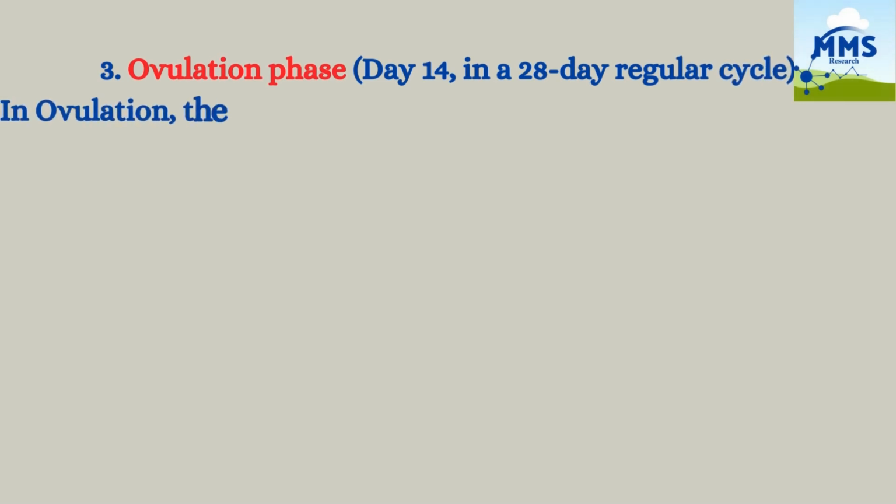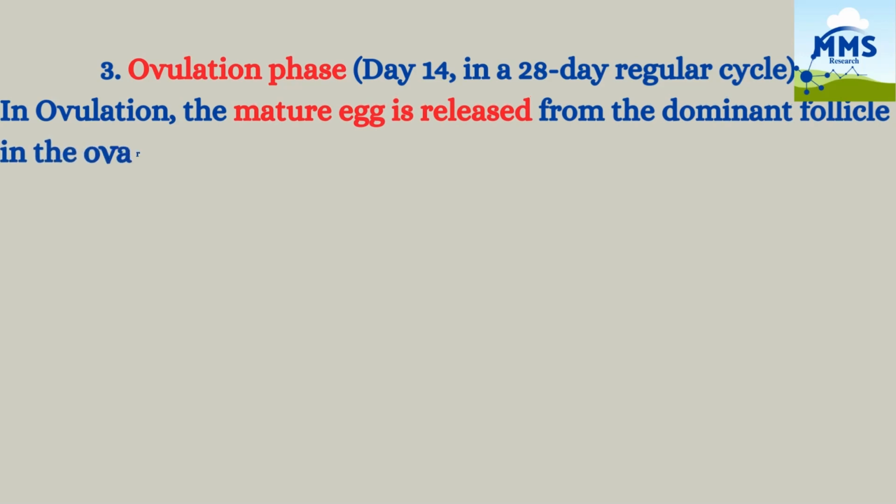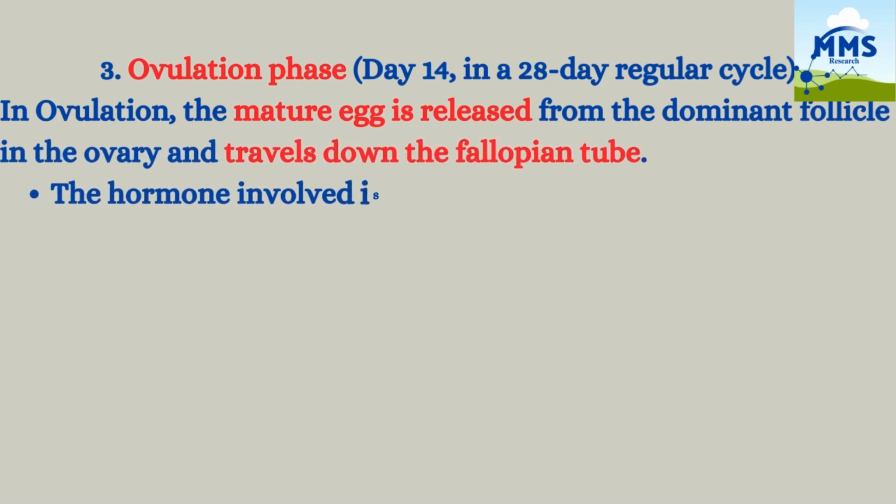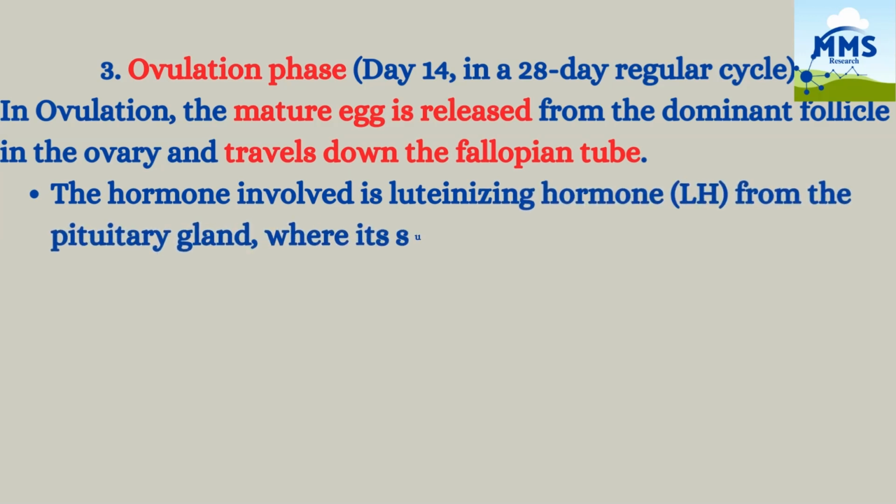3 is ovulation phase, day 14, in a 28-day regular cycle. In ovulation, the mature egg is released from the dominant follicle in the ovary and travels down the fallopian tube. The hormone involved is luteinizing hormone, LH, from the pituitary gland, where its sudden increase triggers ovulation.